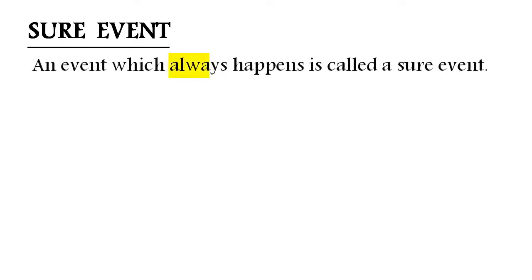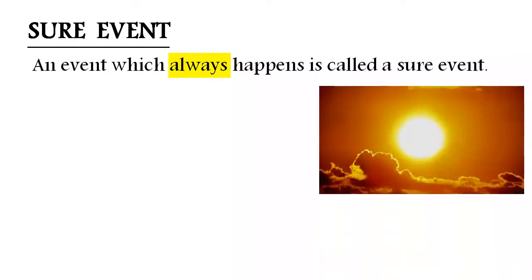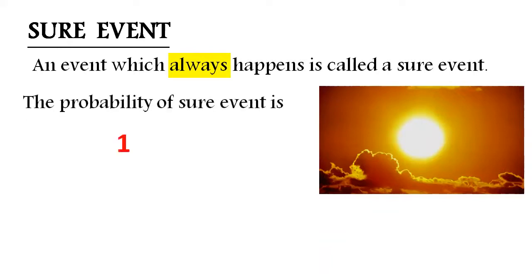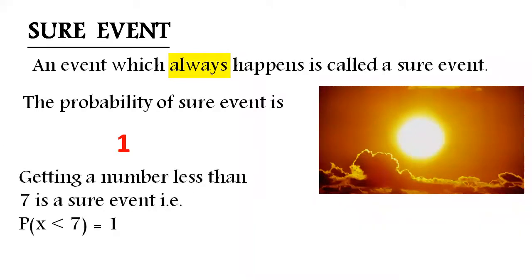Now, see the sure event. From the name, easily we can make out an event which always happens is called a sure event. Sun rises in the east is a sure event. Therefore, probability of sure event is 1. See the other example. When we throw a die, then the event of getting a number less than 7 is a sure event. So its probability comes as 1.